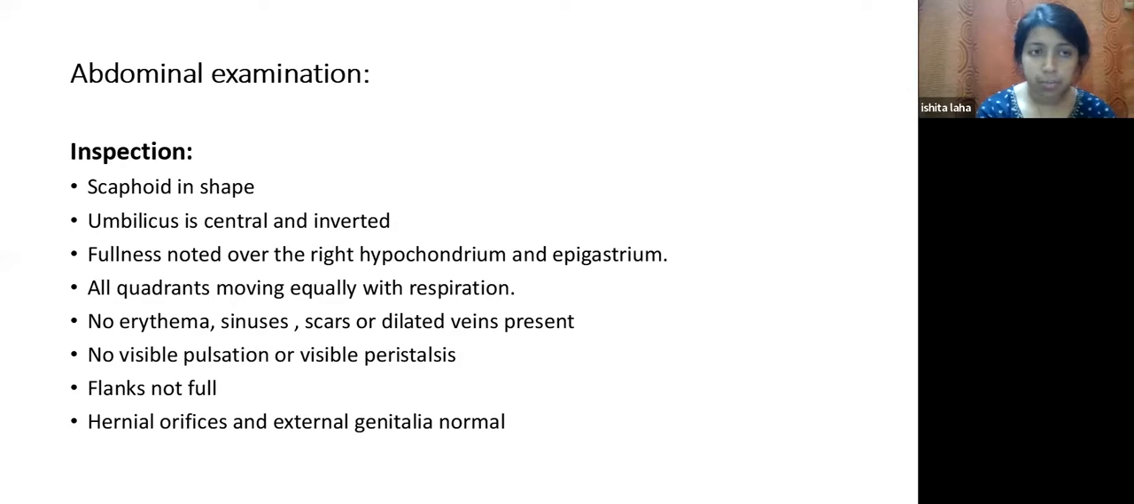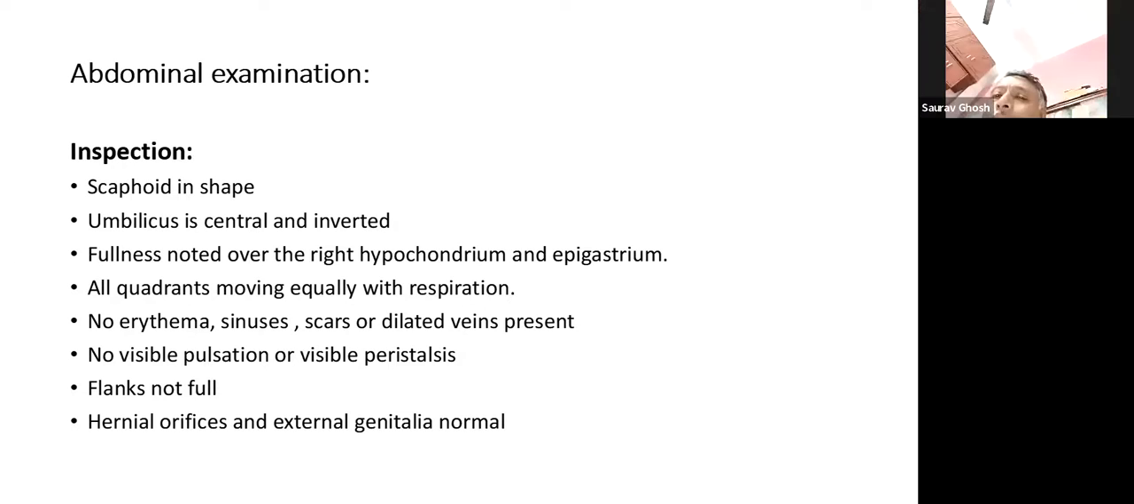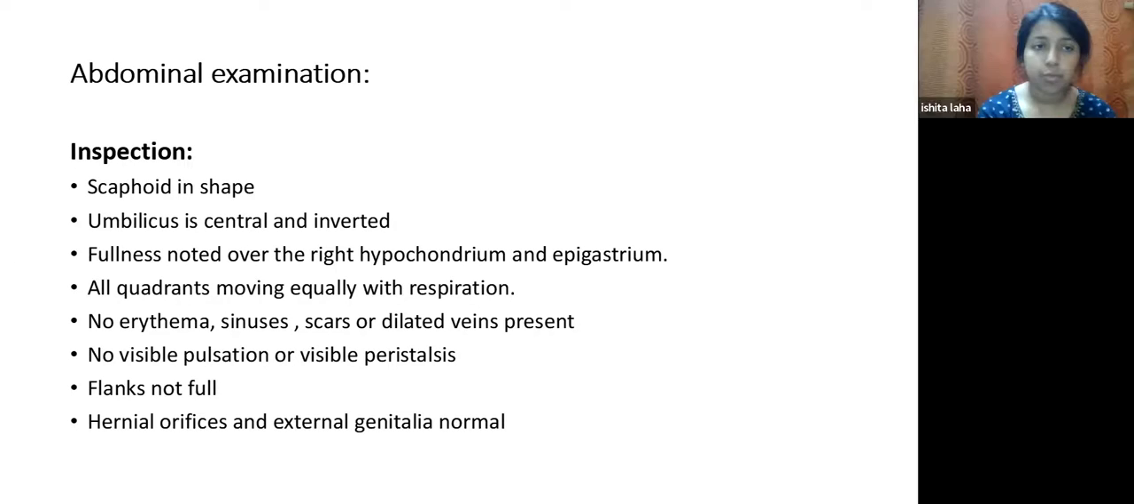And sir, proceeding to my abdominal examination, I have explained to the patient what I am supposed to do, and with full consent, in a well-lit room, I go ahead with my examination. Inspection of the abdomen: it is scaphoid in shape, and the umbilicus is central and inverted. Fullness noted over the right hypochondrium and epigastrium.